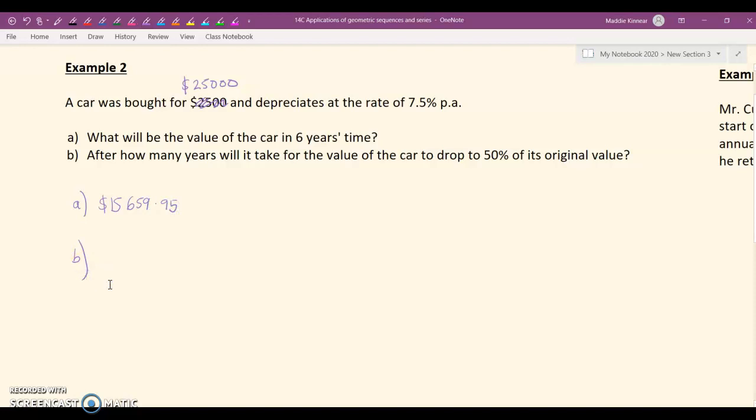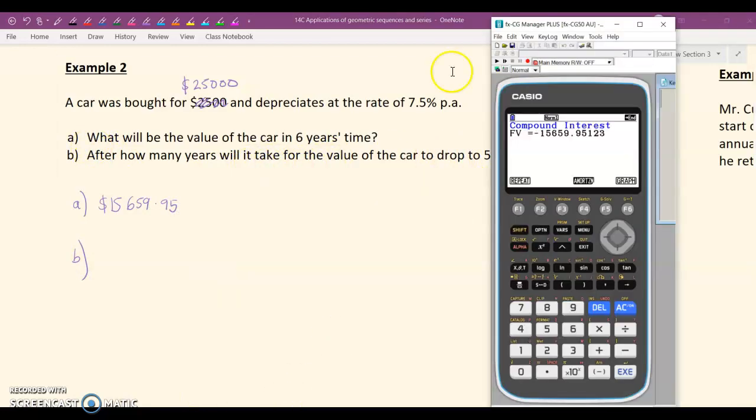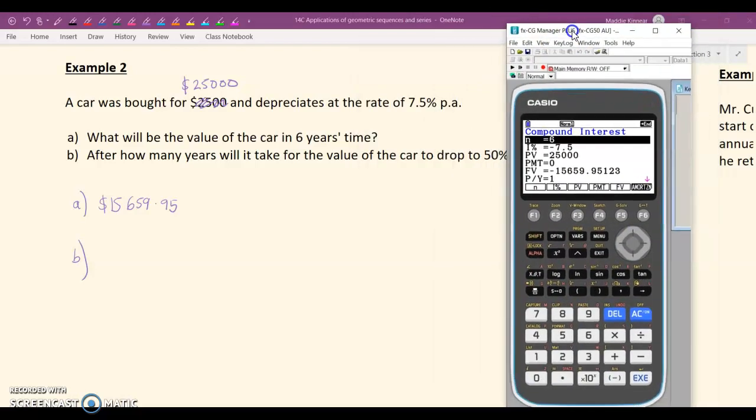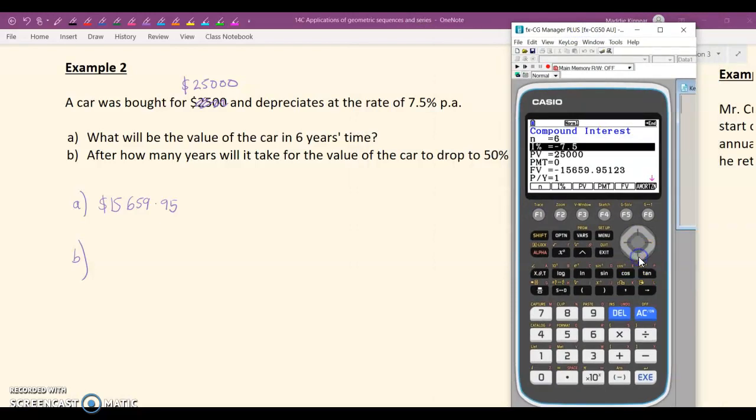For part B then, we can see it says after how many years will it take for the value of the car to drop to 50% of its original value. So if we go back, we can then use this. Our n value is what we do not know because we want to find out how long it takes. Our interest rate is still dropping at 7.5% each year. Car is still worth 25,000 to begin with because we own the car. That's why it's a positive 25,000. And payments are 0, future value. So we want this future value to be worth half of this.